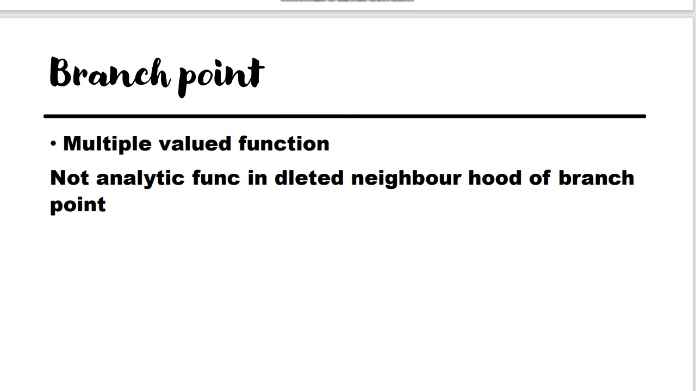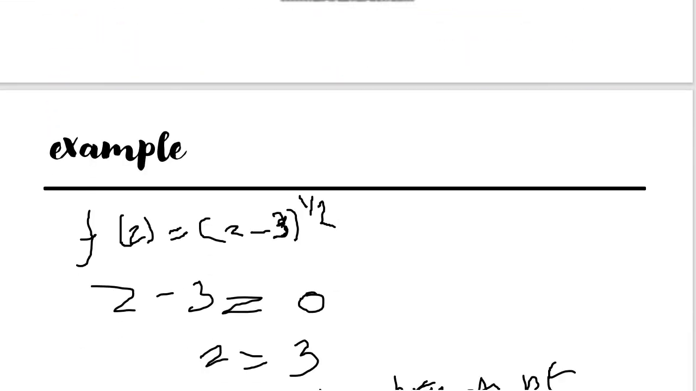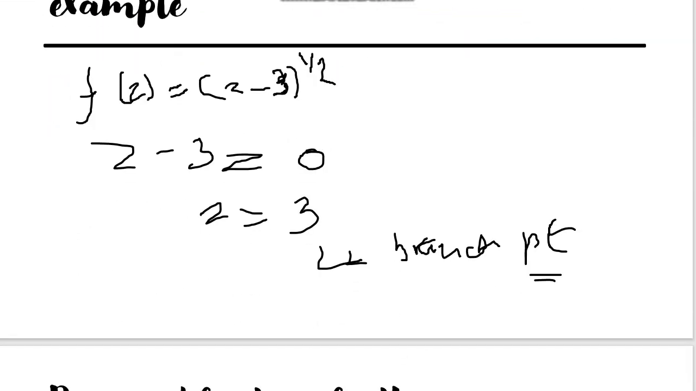Now branch point. What is a branch point? A branch point usually occurs in a multiple valued function in which different values of z exist. If different values of z exist, the function is not an analytic function in the neighborhood of the branch point. Now this is something theoretical. You cannot understand it better without an example. So without wasting time, let us see an example to understand a branch point.